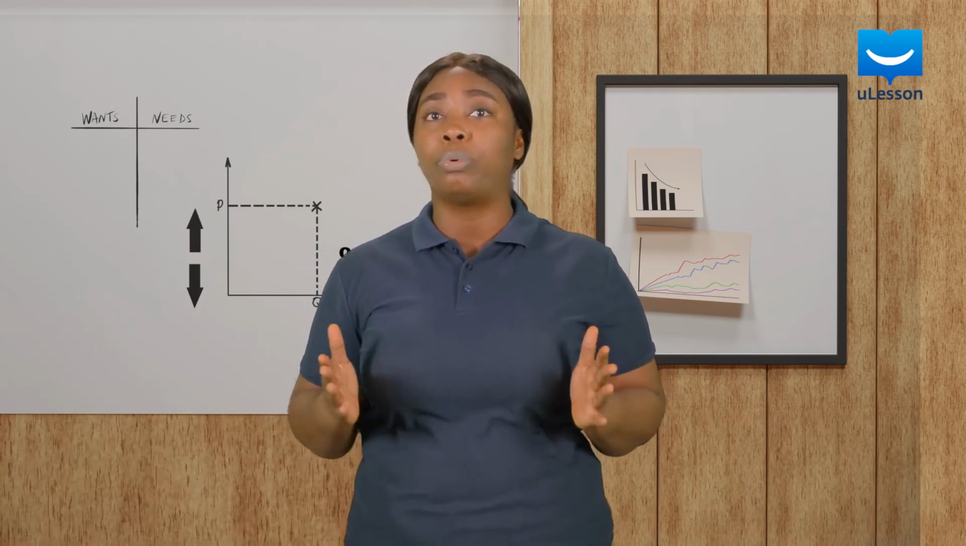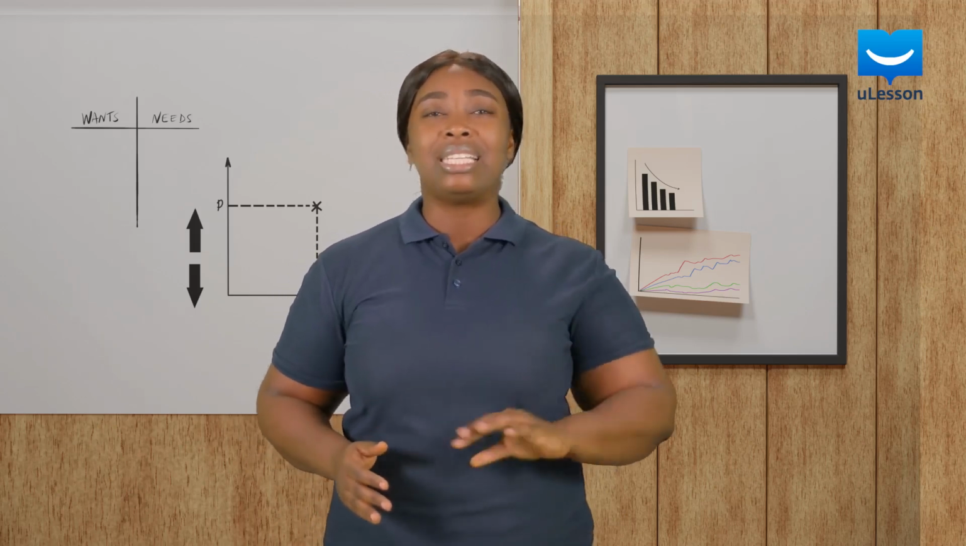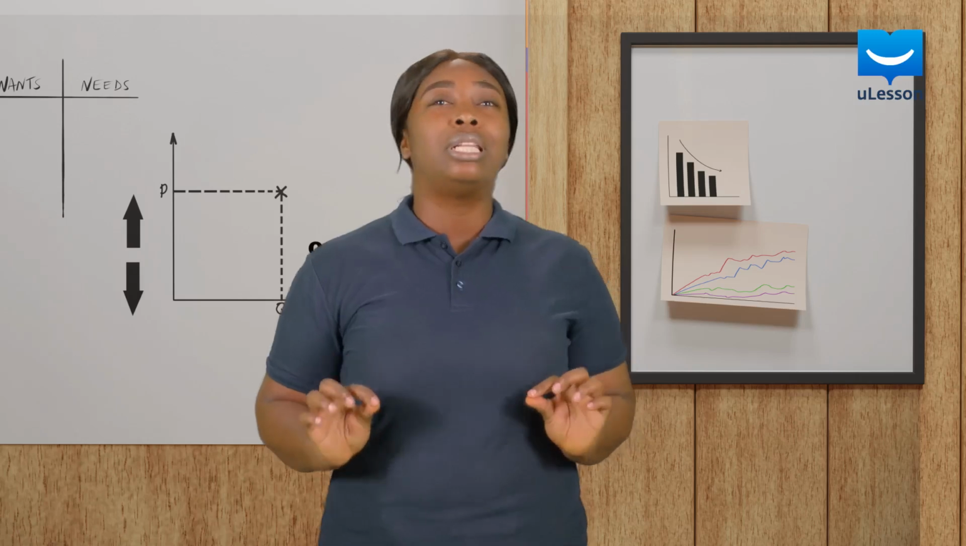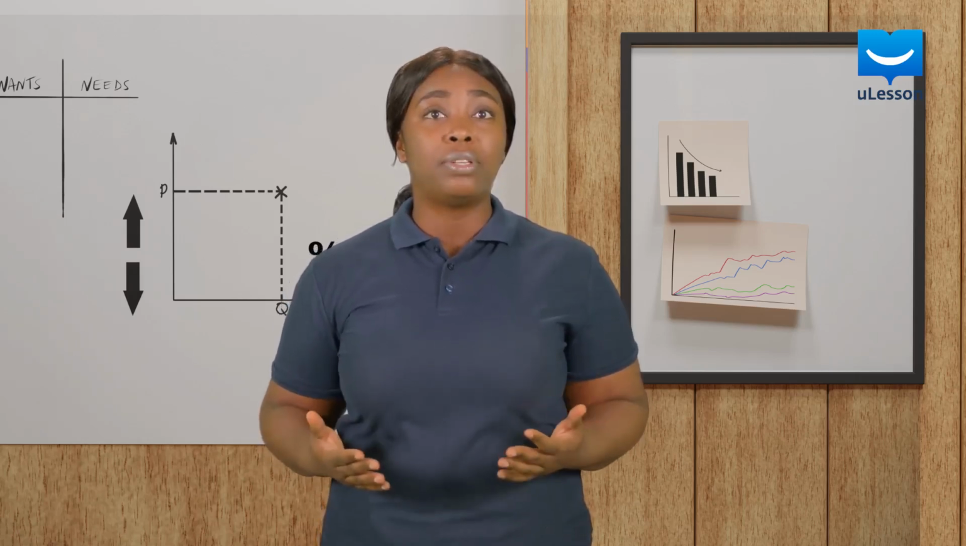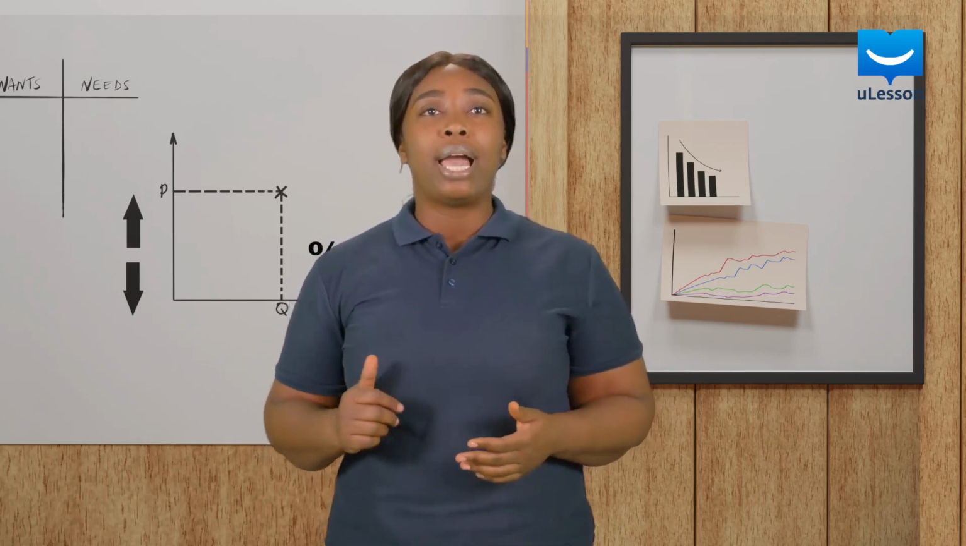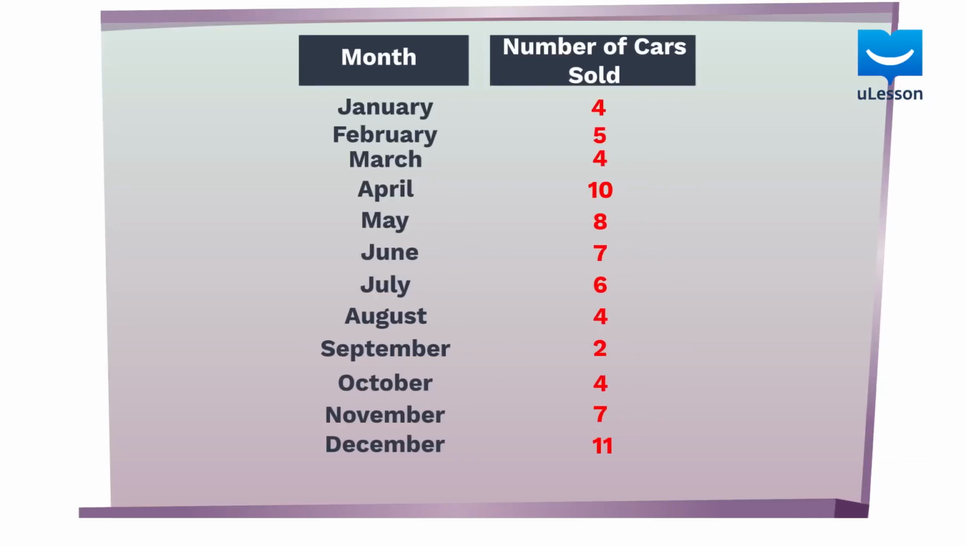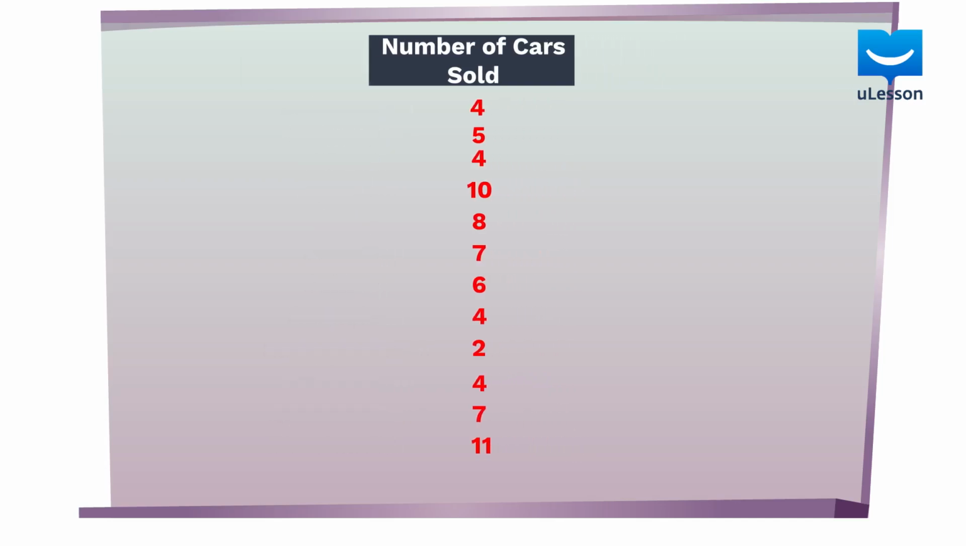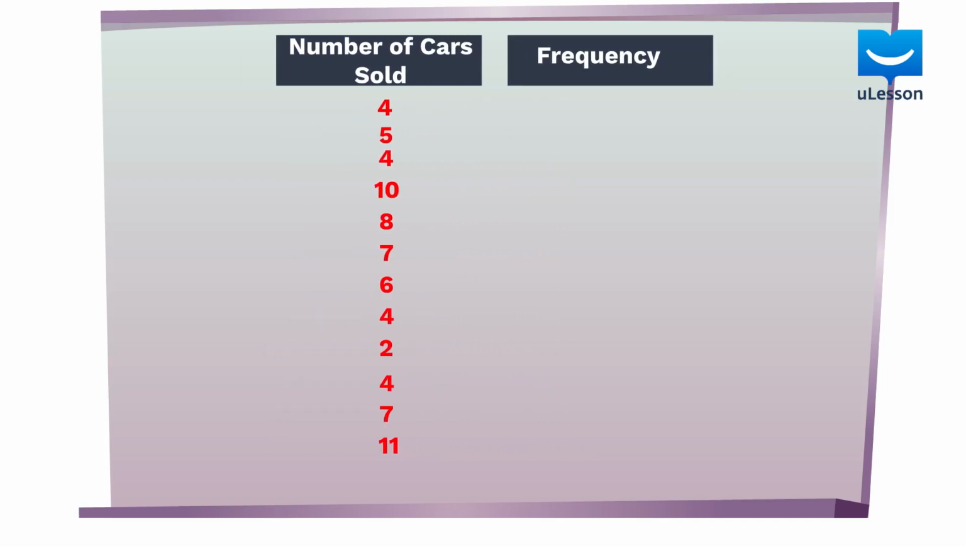Mr. Cairo could have also prepared this calculation of the mean in another way. You see, for large sets of data, our first method would produce a really long table. So, let's go back to our table. Remember, the number of cars sold from January to December are 4, 5, 4, 10, 8, 7, 6, 4, 2, 4, 7, and 11. We could rearrange this data using the frequency of the number of cars sold.